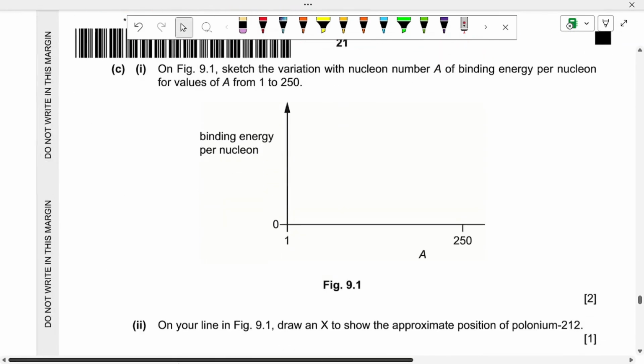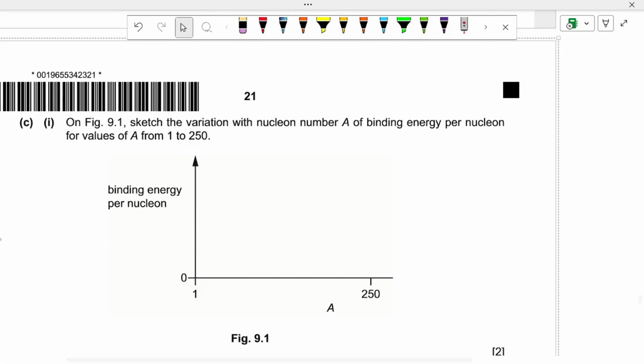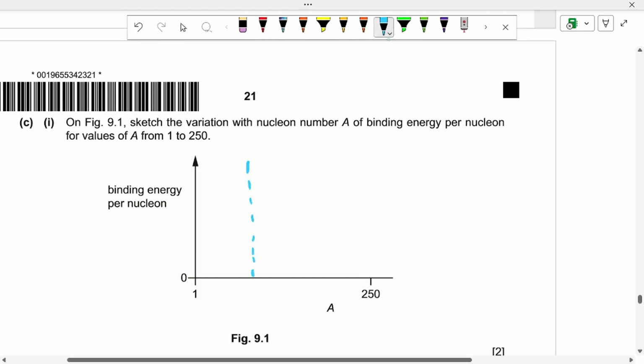Okay. On Fig 9.1, sketch the variation with nucleon number A of the binding energy per nucleon for values of A from 1 to 250. So essentially, I know that iron is the most stable. So if I'm over here in the middle, that is where I'm most likely to find iron, Fe, with a nucleon number of around 56. So the rule is the binding energy itself, the stability, actually increases as you have small things that build up and build up. What's the theory? If you have one person holding hands with themselves, they are very stable, they're on their own.